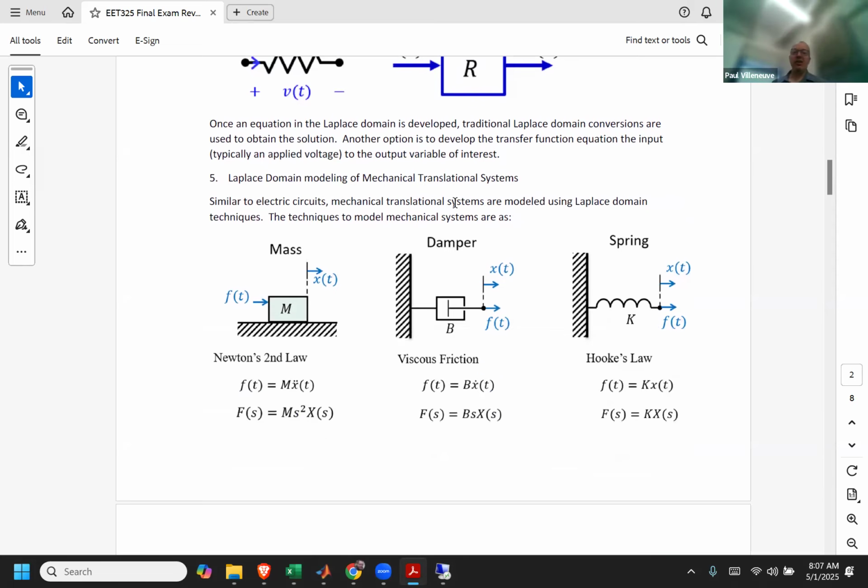Then we moved on to mechanical systems. I encourage you to understand that. Wink, wink, nudge, nudge.